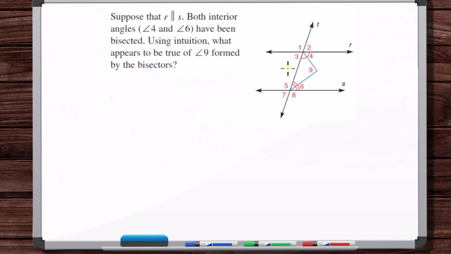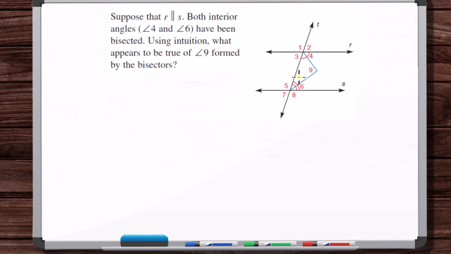Now, both interior angles, what does that mean? There are 4 interior angles, so I don't know what they mean by that. So 2 of them have been bisected, angle 4 and angle 6. Okay, so by intuition, what appears to be true of angle 9 formed? Well, they're probably going for perpendicular. It looks like it's going to be perpendicular, visually. But why would that be true?